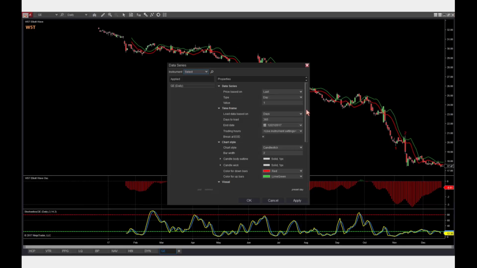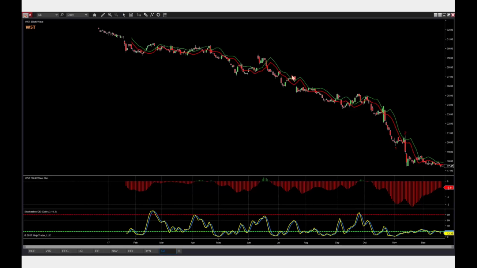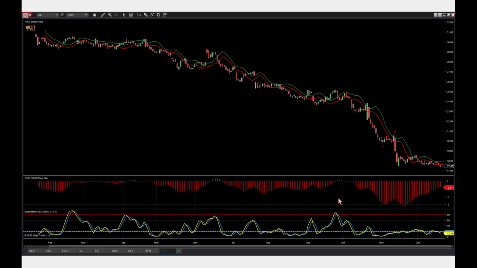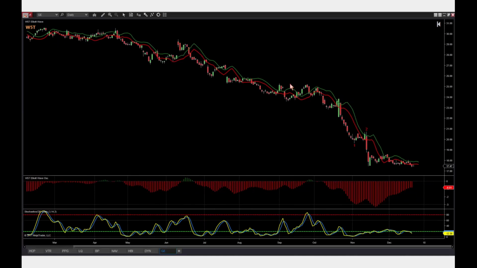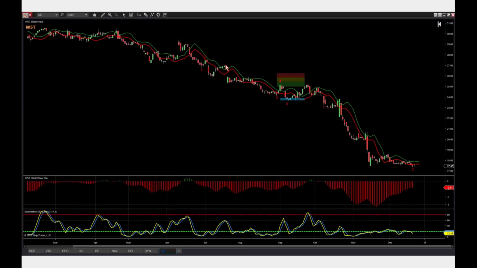Let's just check the data series here. Yeah, that's fine. Okay, so long bearish move here. We go back a year. We've got range bound there. With range, we're pretty close. I'm just going to isolate that there.